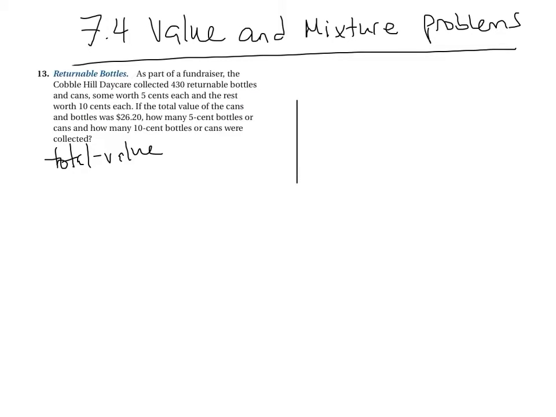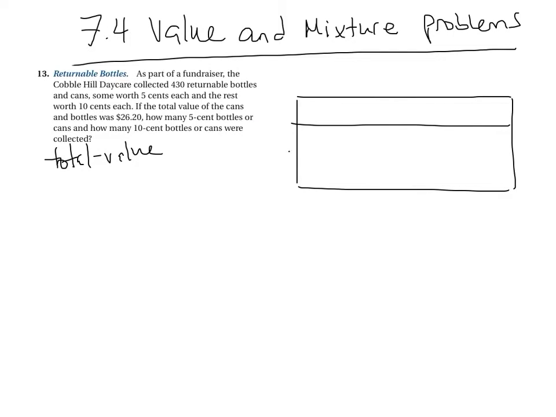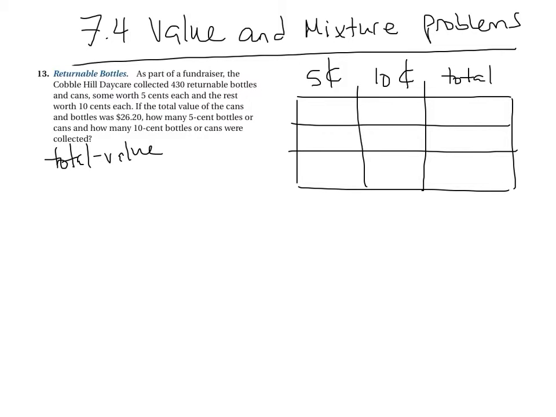So we're going to draw ourselves a 3x3 grid. And in the first column, we will have 5-cent cans. And in the second column, we will have 10-cent cans. And then in the third column will just be the total number of cans.